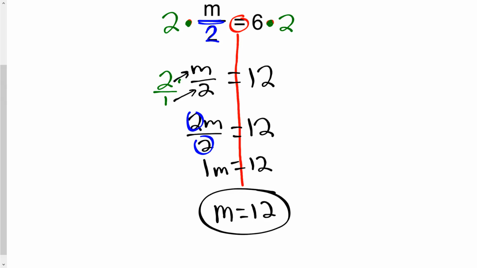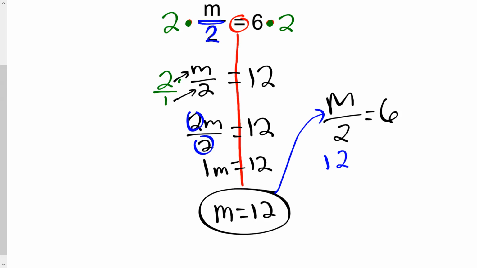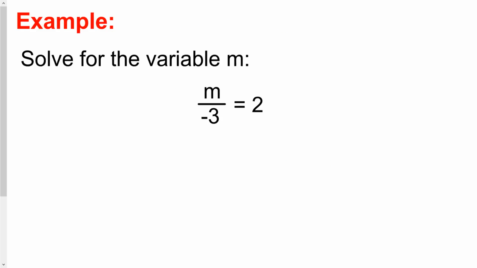This one's actually really easy to check. My original equation is m divided by 2 equals 6. Well, if I check m equals 12 and I substitute m in for 12, I'm left with 12 divided by 2. Does that equal 6? Yes, I think so. Here's another example with just a negative number. Go ahead and pause the video and see if you can do it.